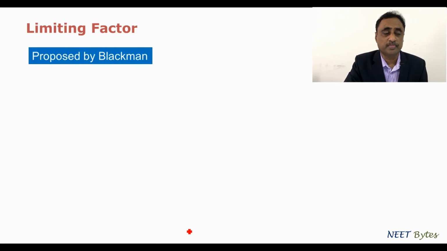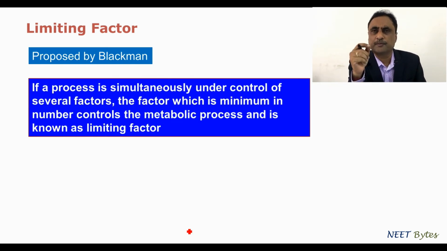Now let's talk about the limiting factor. What is a limiting factor? This concept was actually proposed by Blackman. The concept says that if the process is simultaneously under control of more than one factor, then the factor that is present in the minimum quantity controls the rest of the factors. That is a very simple thing, okay. We can correlate with a practical example also. For instance, in Rajasthan, what is the limiting factor? Water, isn't it? So everything is ordained around the water.